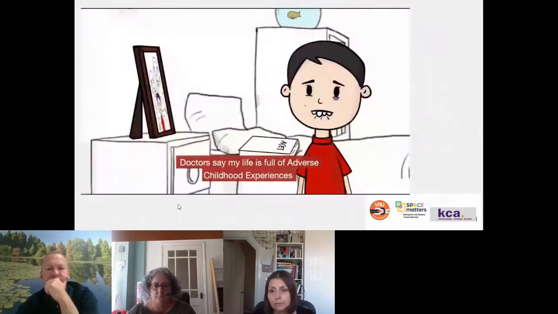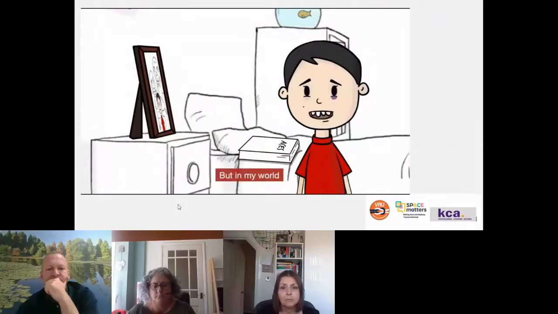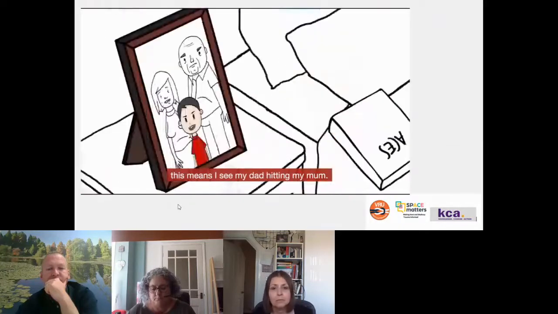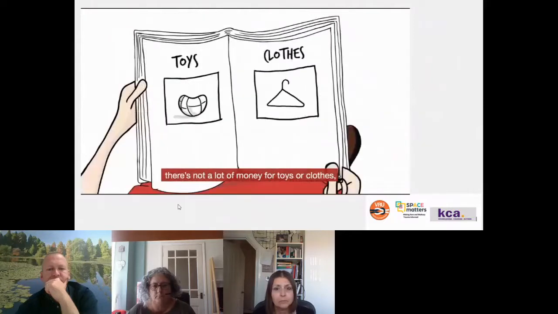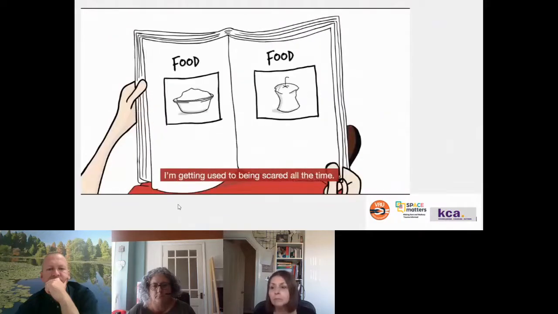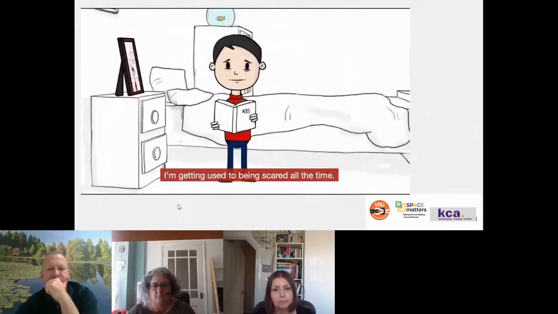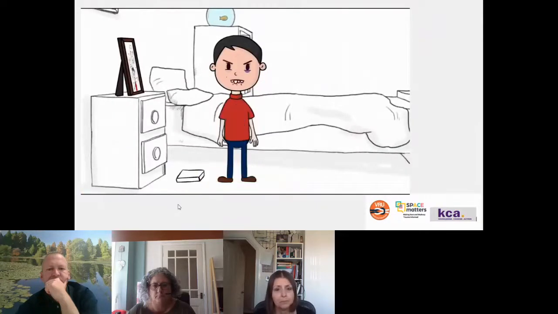Doctors say my life is full of adverse childhood experiences, or ACEs. But in my world, this means I see my dad hitting my mum. Dad's got a drinking problem, and mum's always crying, even with the tablet. I am always being shouted at and hit. After the booze and fags, there's not a lot of money for toys or clothes, or even food. I'm getting used to being scared all the time. Now I'm just angry.